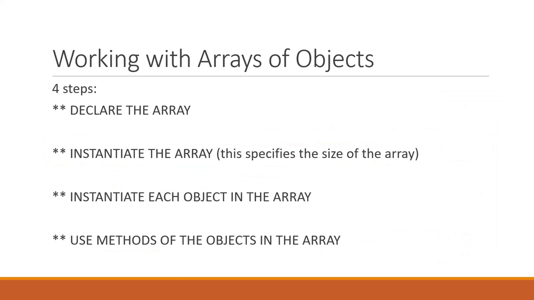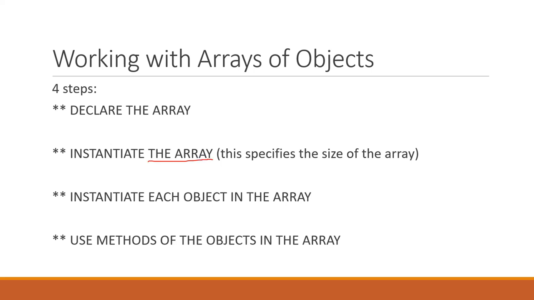Okay, so in our programs, we need to know how to set up arrays and then how to work with them. So remember how there were 3 steps to work with individual objects? Declare, instantiate, and call methods. There are 4 steps to working with arrays. First, you declare the array. Then there are 2 instantiations. The first instantiation is we're instantiating the array.